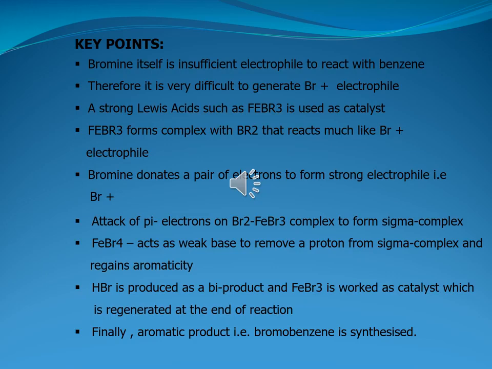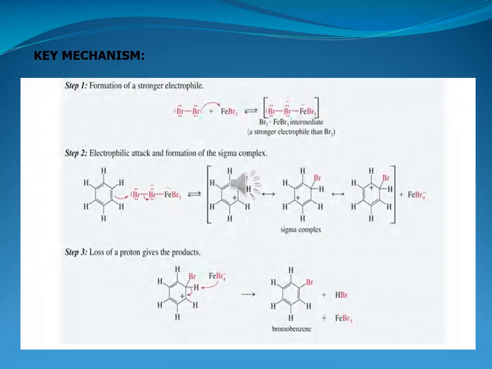Here one thing is important: if we do not use the catalyst, iron tribromide, the reaction of bromine with the benzene molecule is difficult and cannot proceed with enough product yield. The key mechanism of bromination consists of three steps. The first is formation of a strong electrophile. The second step is electrophilic attack and formation of the sigma complex, and the third step is loss of a proton, which gives the final product and regains the aromaticity.